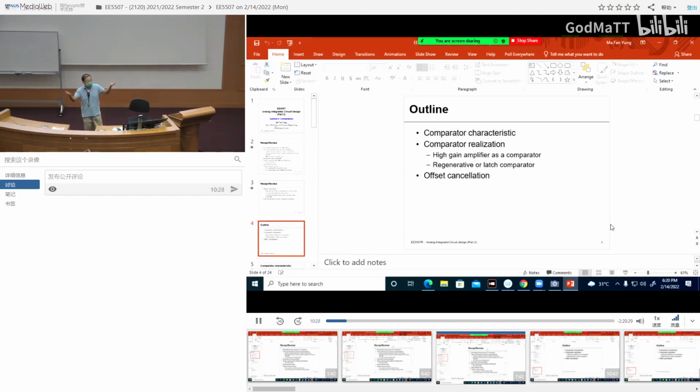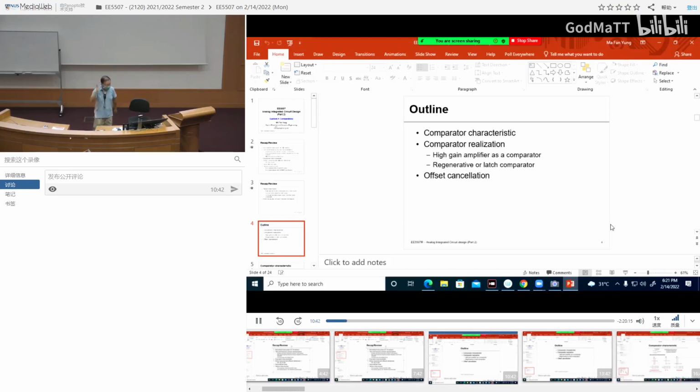In general, you can compare any two things. You can compare voltage 1 against voltage 2, if it's a voltage comparator, which is the most common type of comparator. But you can also compare current 1 with current 2, if it's a current comparator. But in this lecture, we'll talk mainly about the voltage comparator. We'll look at the characteristics of a comparator, and we'll talk about how you implement a comparator. We'll talk about two different ways.